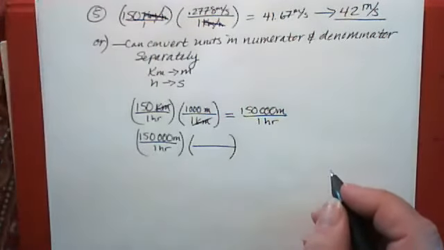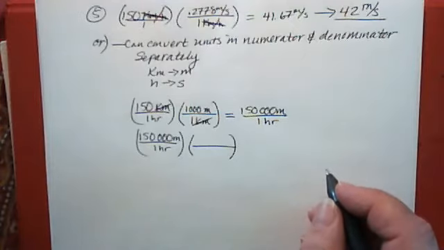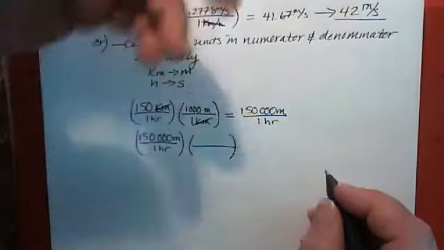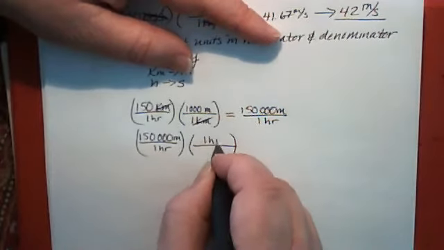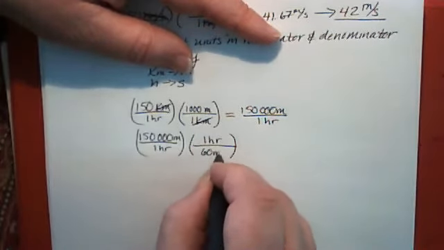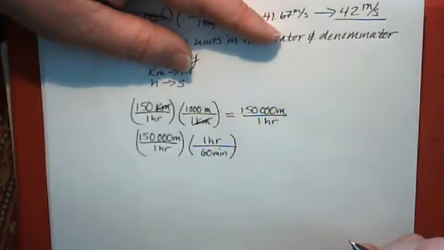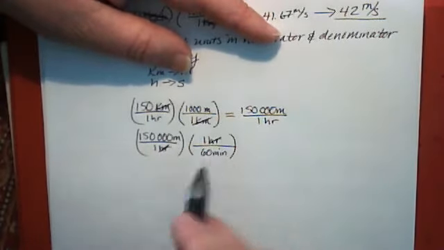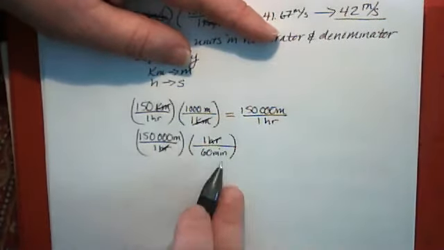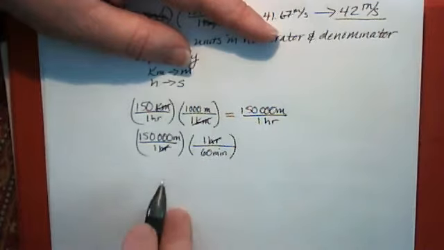So let's see, if we can find a conversion factor directly between hours and seconds, that would be nice. There are 60 seconds in a minute and 60 minutes in an hour. So, well, we could do it that way too. 1 hour for every 60 minutes. Okay. So hours cancel. And if you want to write down the answer now, you would have meters per minute. But we're not done yet.